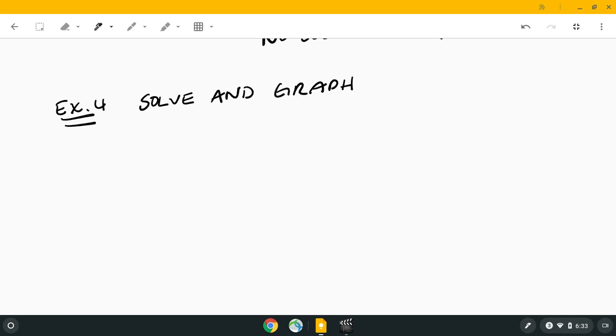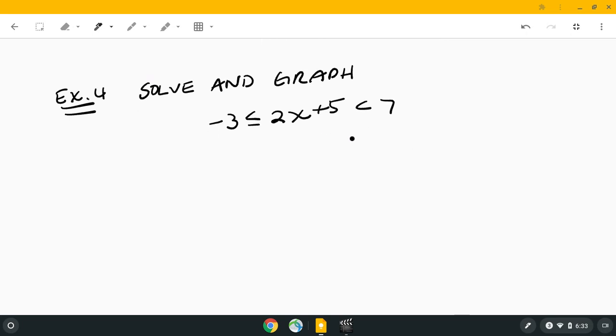So if you see it written like this, sort of this long string of inequalities, this here is an "and." Okay, so this is an "and" inequality. You could break it up if you want to and rewrite it as two separate ones. You would say negative 3 is less than or equal to 2x plus 5. That would be one. And then over here, you would write 2x plus 5 is less than 7. But I'm going to keep it like this.